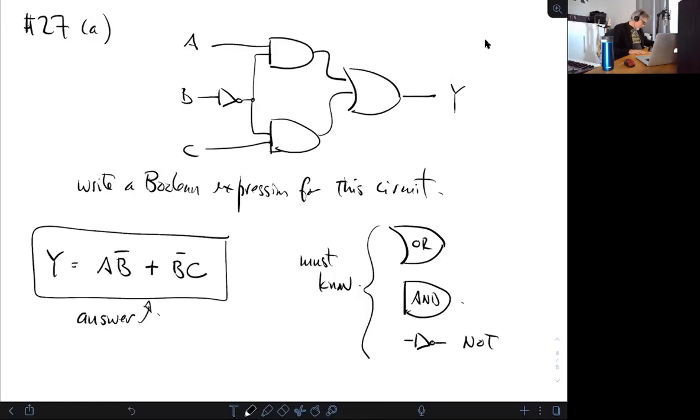So the second part is to compute the truth table of this. I'll let you do that. That's easy. None of these problems are very hard, as you can see. There's really not much.